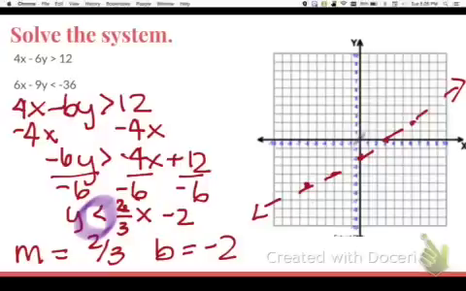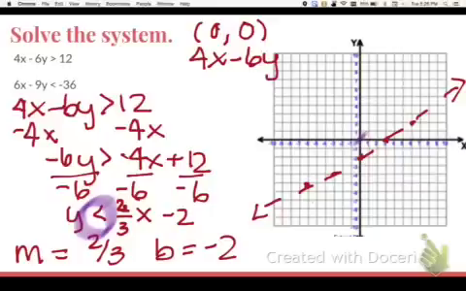My favorite test point, as you know from watching these videos, is 0, 0, because it's incredibly easy to add, subtract, multiply, and divide with, so I'm less likely to make any errors when I'm using 0, 0 as an ordered pair to determine my half plane that contains my solutions. So I'm going to plug the ordered pair 0, 0 into 4x minus 6y is greater than 12. I'm going to use my original inequality to test the ordered pair 0, 0.